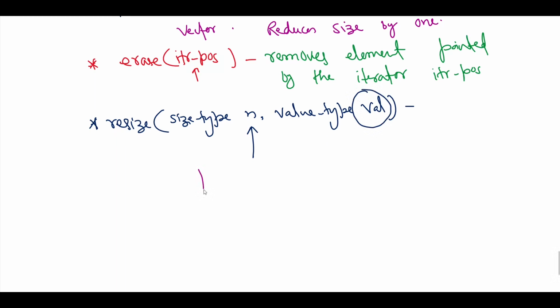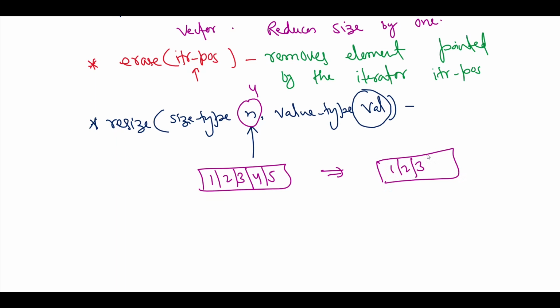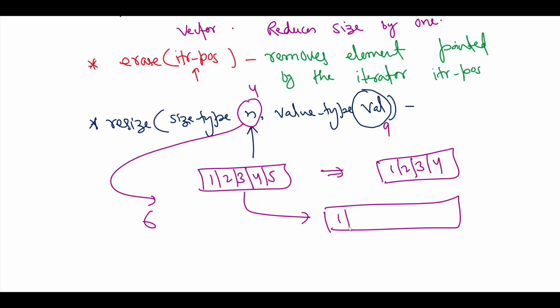So suppose you have a vector having values 1 2 3 4 and 5, and if you are passing 4 here, then this vector will become 1 2 3 4. So basically we are reducing this vector to 4. But if this value is 6 and we are passing 9 here, then this will become 1 2 3 4 5 and 9. So basically we are adding this 9 at the end of the vector, right?